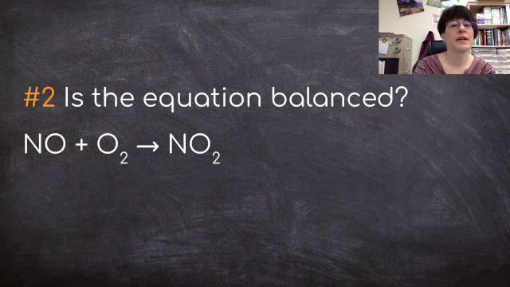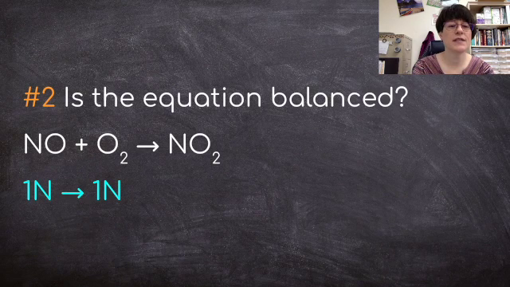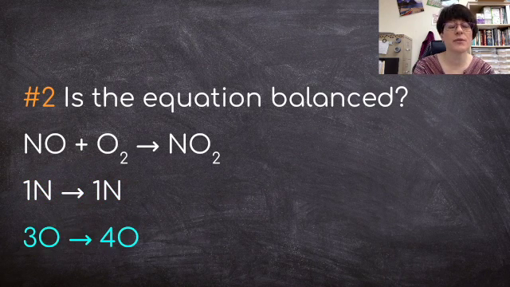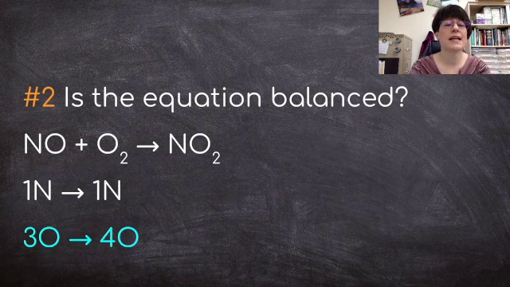Next, we ask the question, is the equation balanced? So we look at that equation that we just wrote and ask, is it balanced? Let's first look at the nitrogens. On the left side we have 1 nitrogen and on the right side of the arrow we also have 1 nitrogen. So that looks good. However, when we look at the oxygens, on the left side we have 3 oxygens and on the right side we have 4 oxygens. So we know that we have to balance this equation.